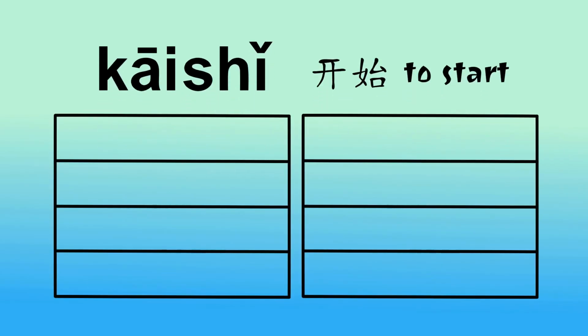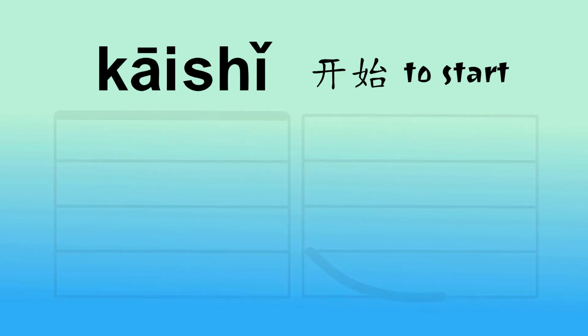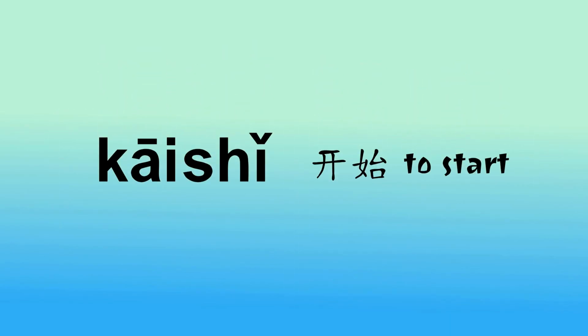Listen to these native speakers say it. 开始, 开始, 开始, 开始. Now it's your turn. 开始, 开始, 开始, 开始. Now pause to listen to these words with a 1-3 pattern. 方法, 方法, 工厂, 工厂, 发表, 发表, 家里, 家里.